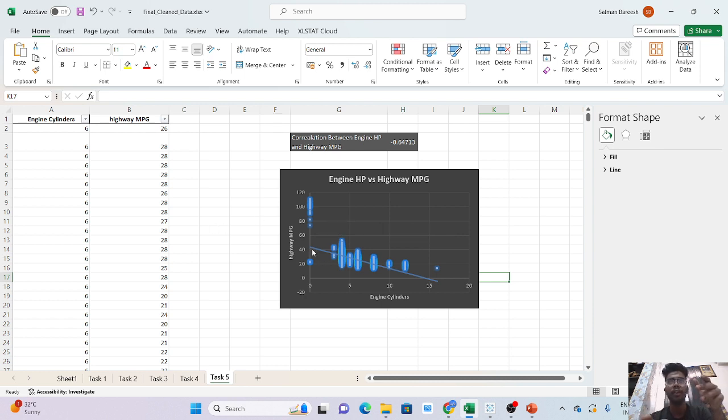So we have also added a trend line. You can see that the correlation between engine cylinders and highway MPG is minus 0.64. It is quite a strong correlation, and the trend line goes downward. So if the engine cylinders are high, then the mileage given by the car will be low. This is the inference that we get.